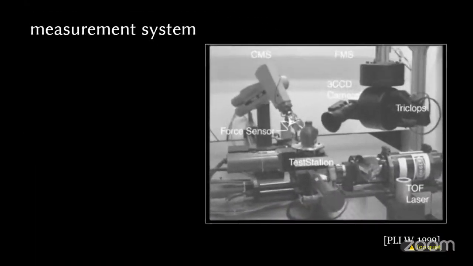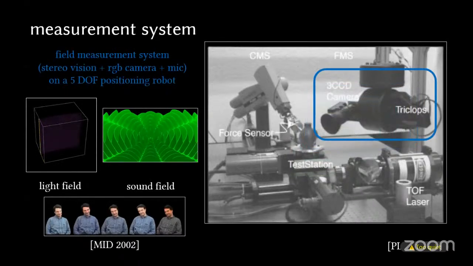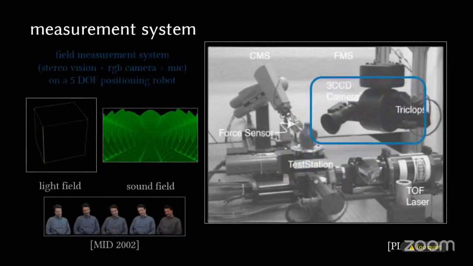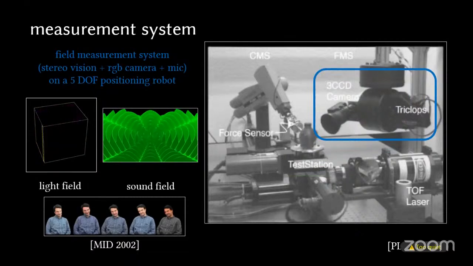This measurement system is quite important, because for the paper we'll discuss today, we rely heavily on this measurement system. It has several parts. The task station is a 3 DOF placement, which can rotate your objects in different positions. And this one is called FMS, which is the field measurement system.